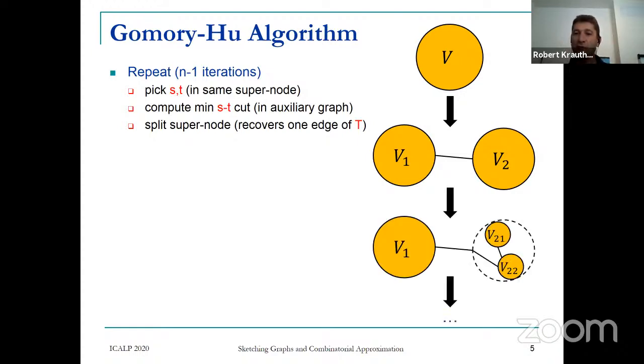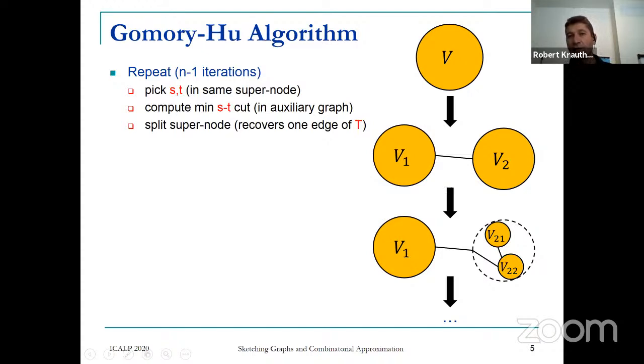You have these two supernodes, you connect them by an edge. The old edge that went before to V2, you have to somehow connect either to one of the two new supernodes that you created. So you have to see how exactly to do that, but that's what you're going to do.